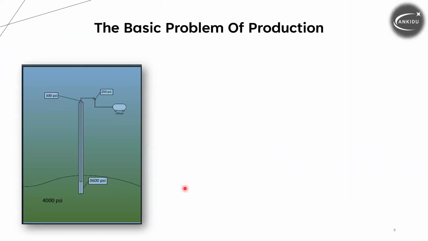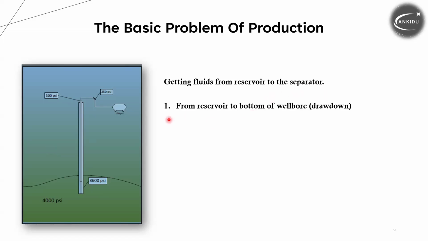The basic problem of production. Looking at this illustration, we can see the main reservoir pressure is 4,000 psi, the PWF inside our well is this number, and the upstream and downstream separator pressures are these numbers. It's a nice illustration. The well looks like it has no problem. The well is flowing and there is no issue with the well flowing to the surface. So what we need is flow from the reservoir to the separator.